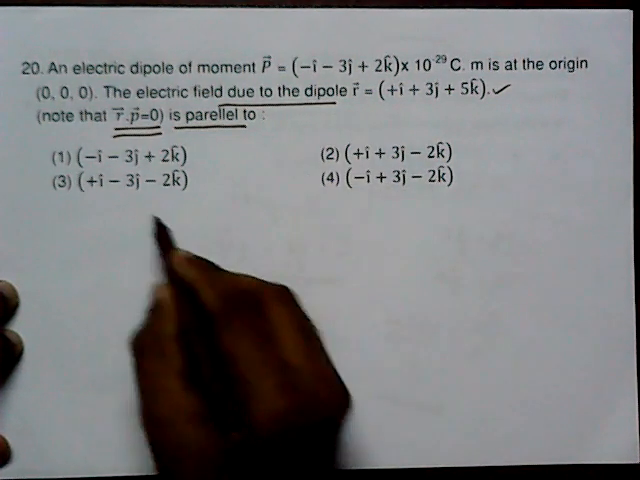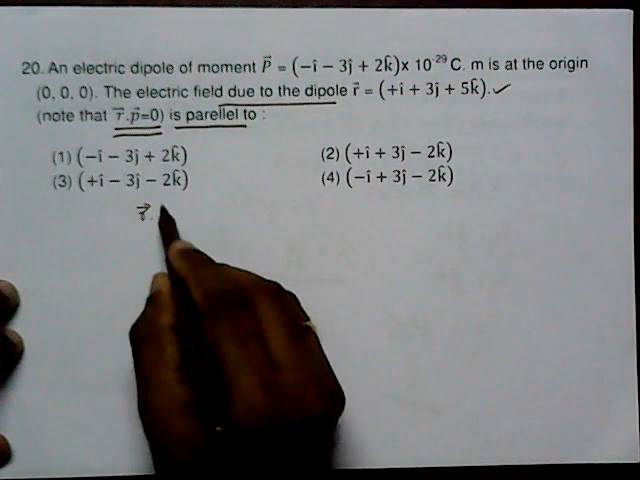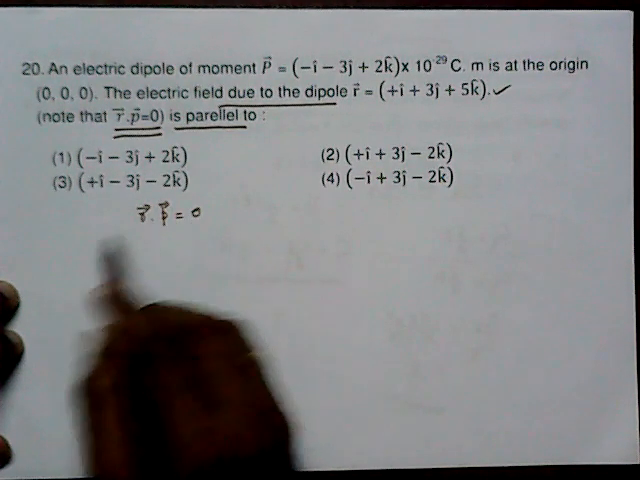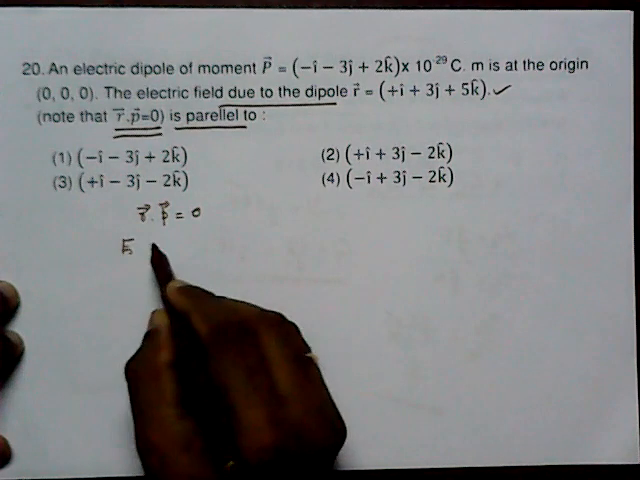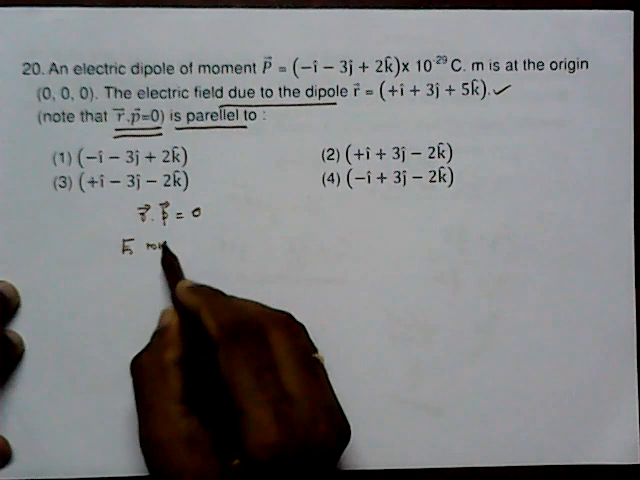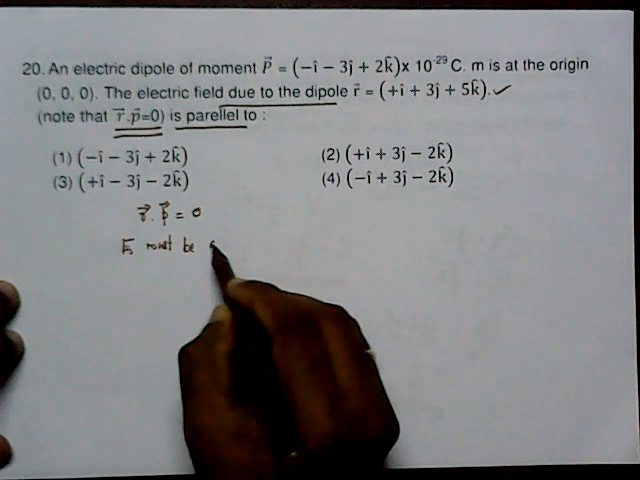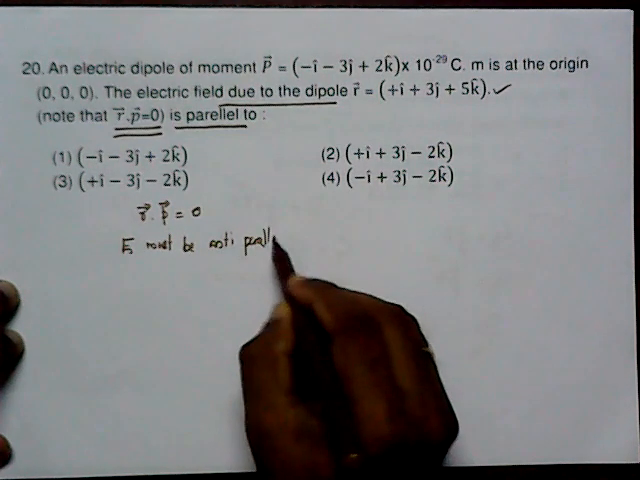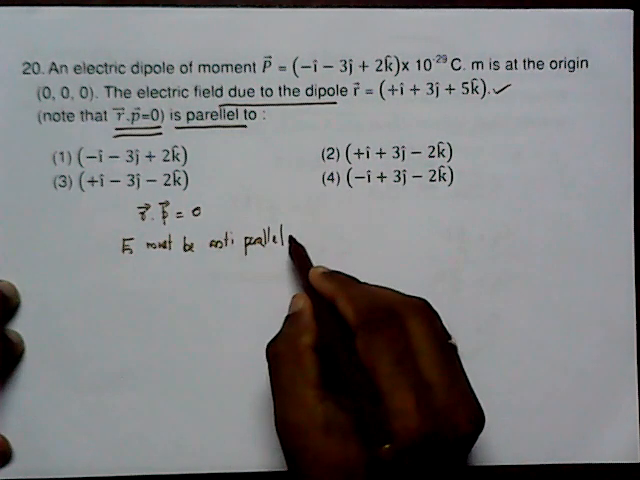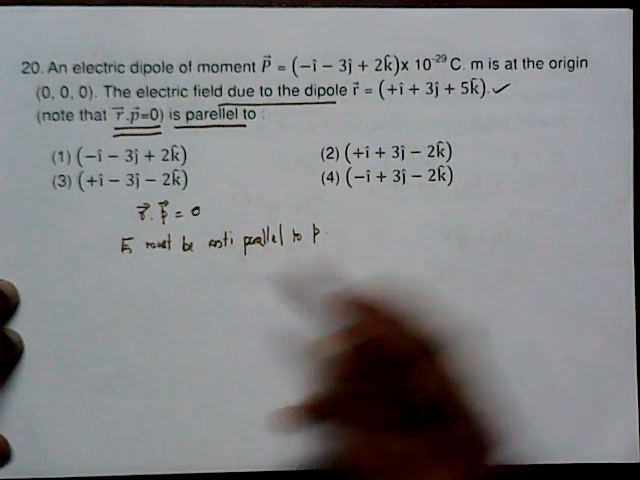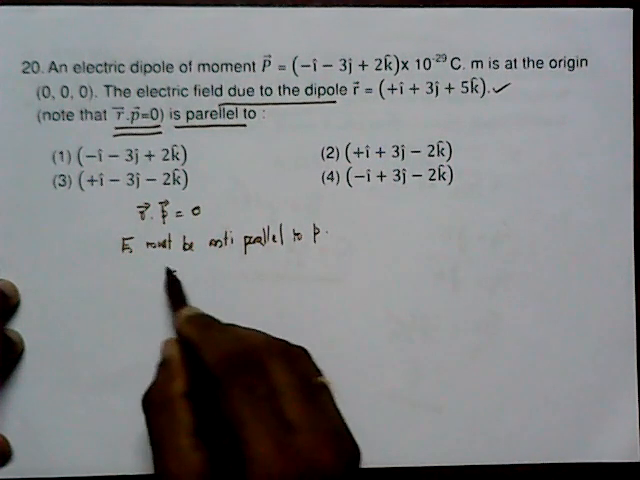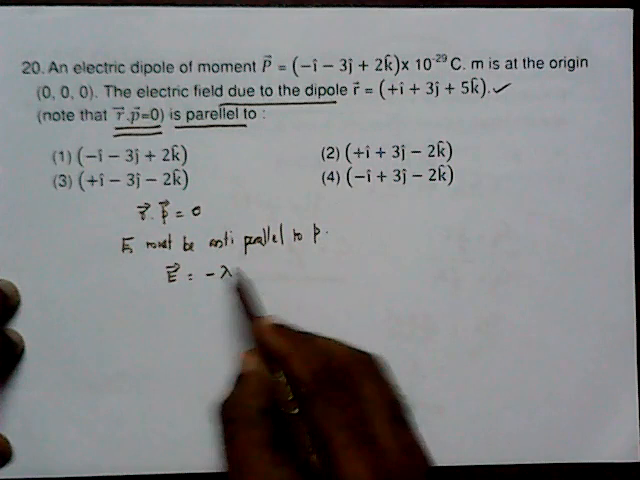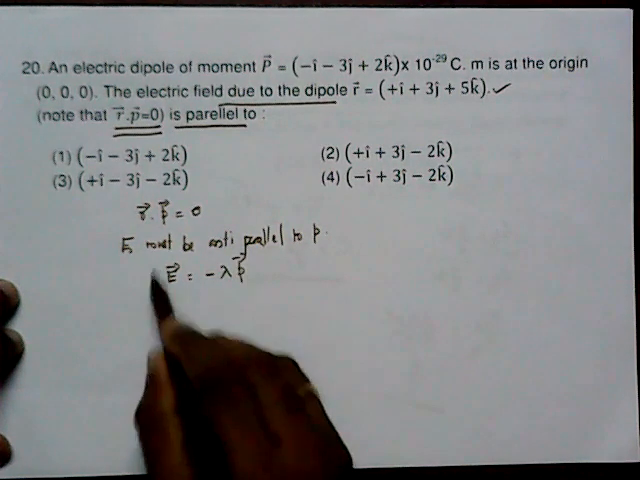So we can say that it is a very important concept: R dot P equal to 0 means E must be anti-parallel to P. That is a very important concept. Then only R dot P is equal to 0. So anti-parallelly, we can say that E must be just a negative constant multiplied with P. That is the concept.